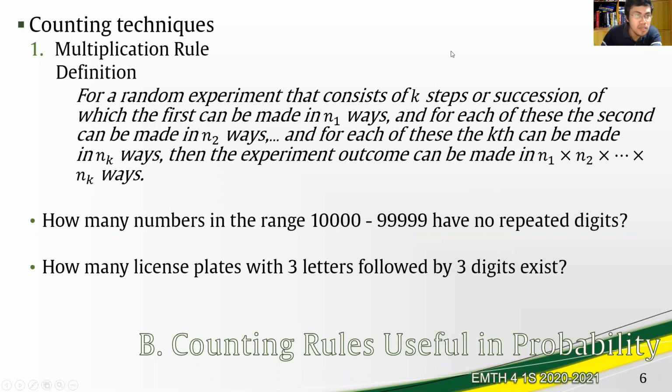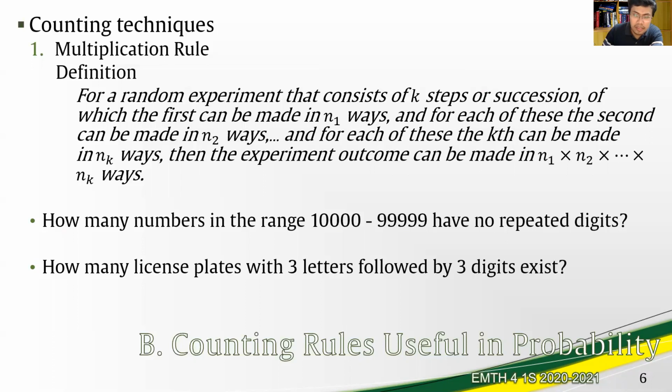Now we have already talked about 2 solutions, but these solutions of tabular and tree diagram methods will still fall short if we have the following case. How many numbers in the range 10,000 to 99,999 with no repeated digits? And also, how many license plates with 3 letters following 3 digits? How many plates are there, available plates?